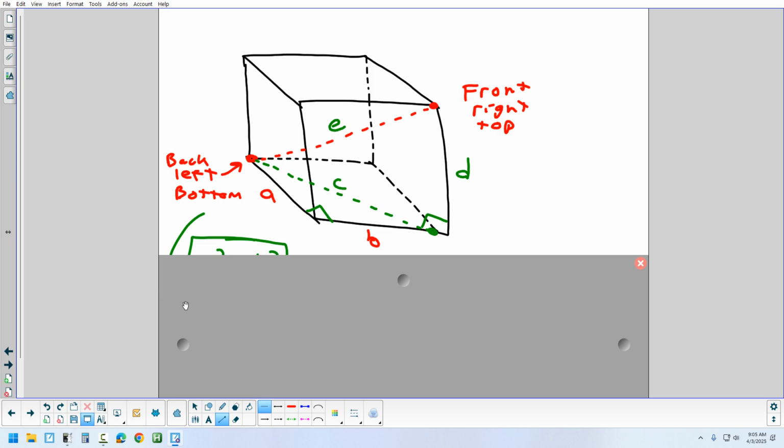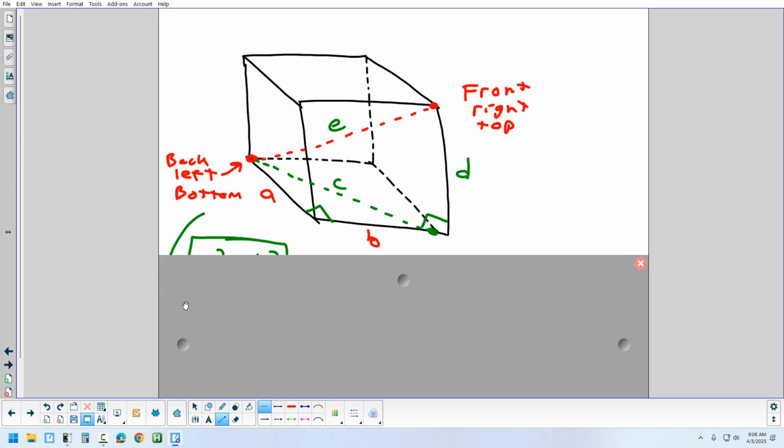If you knew A, B, and D, does anybody have a guess what else you're going to have to find first before you can find E? Remember, E is the distance from the back left bottom to the front right top corner of the box. Yeah? You're going to have to find C. So you're going to be able to make a triangle in the box that's a right triangle. But the only way to find E is if you know C.